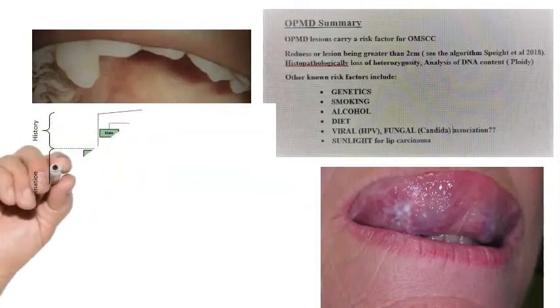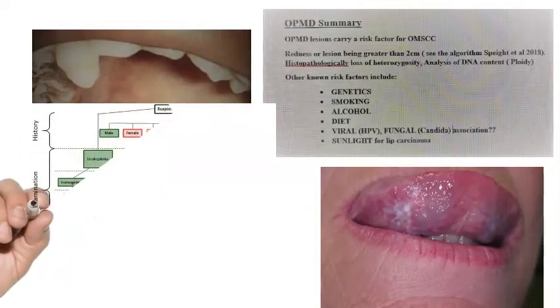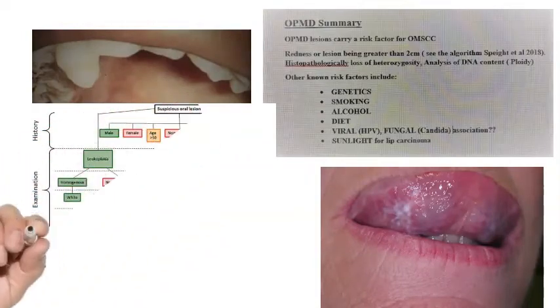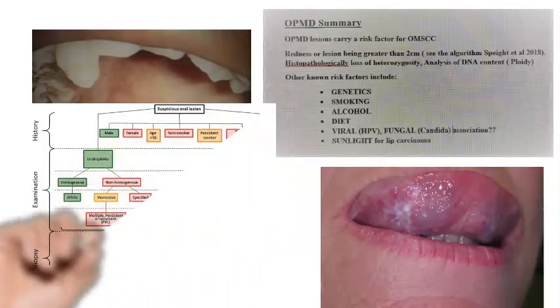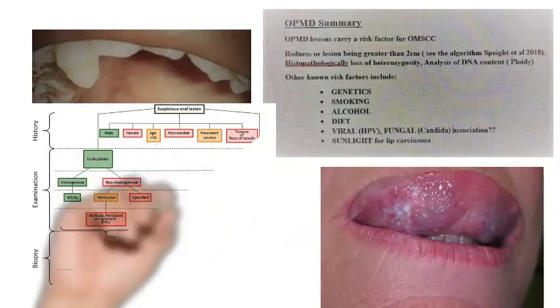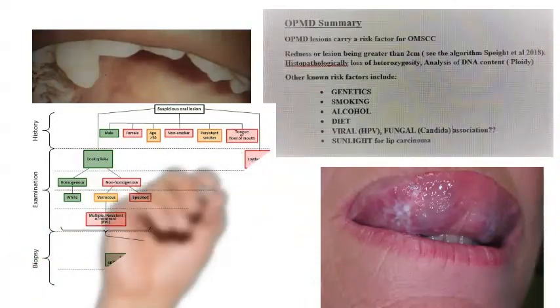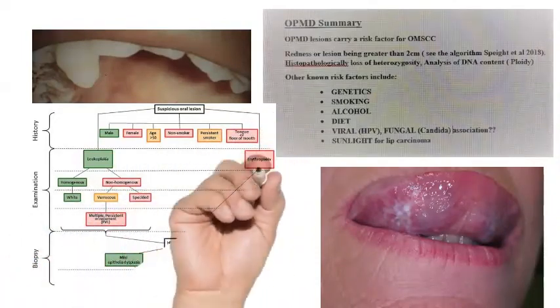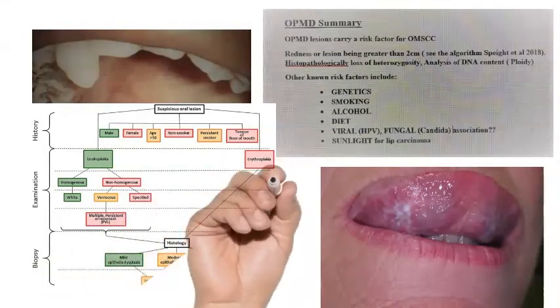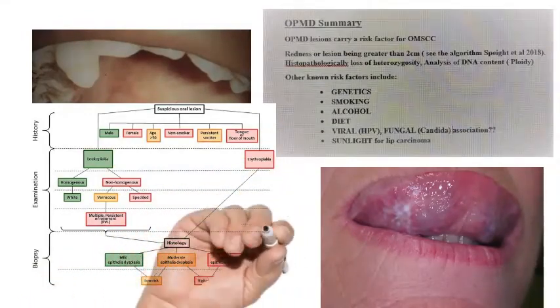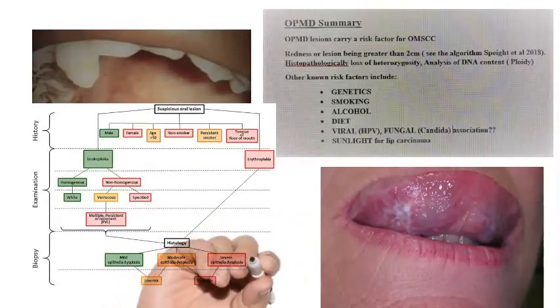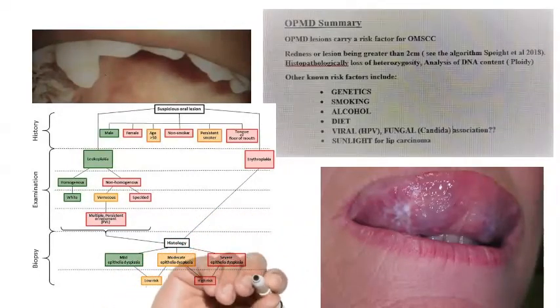the risk. Under histopathology, loss of heterozygosity, analysis of DNA content ploidy may indicate risk. Other known risk factors include genetics, smoking, alcohol consumption, diet, infections such as viral, fungal such as candidosis, sunlight for lip carcinoma. Also, as seen on the algorithm, level of dysplasia will affect risk.